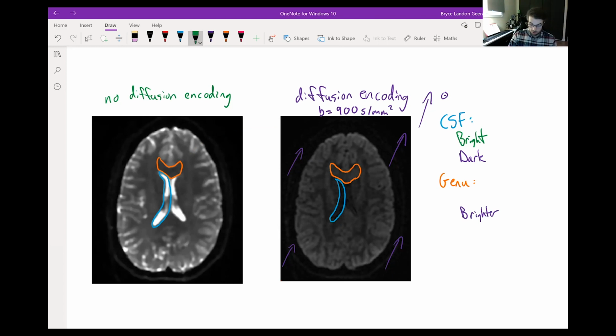diffusion-encoded image. Just going to say it's dark gray here. That means that there has been less diffusion in that tissue than in surrounding tissues like the ventricles and like the front to back tracts that we're going to talk about next.